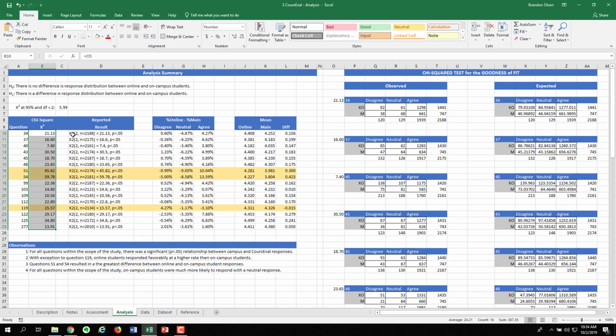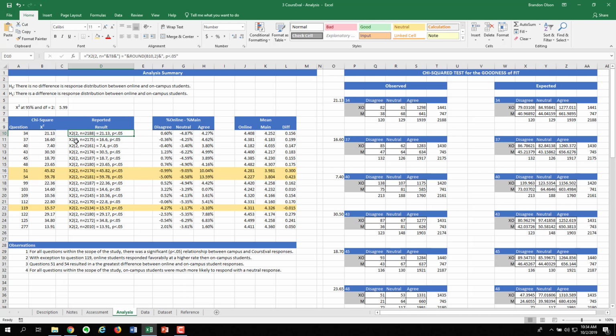Next, I formatted the result to a format that we would use if we were going to be publishing the results. The format looks like this, and unfortunately I wasn't able to do an exponential notation here, but that's what this x would look like. So the chi-squared with 2 degrees of freedom and a sample size of 2,188 had a result of 21.13, which is obviously greater than 5.99. Therefore, the probability of this being due to randomness is less than 0.05. So at the 95% confidence level, this result is statistically significant.